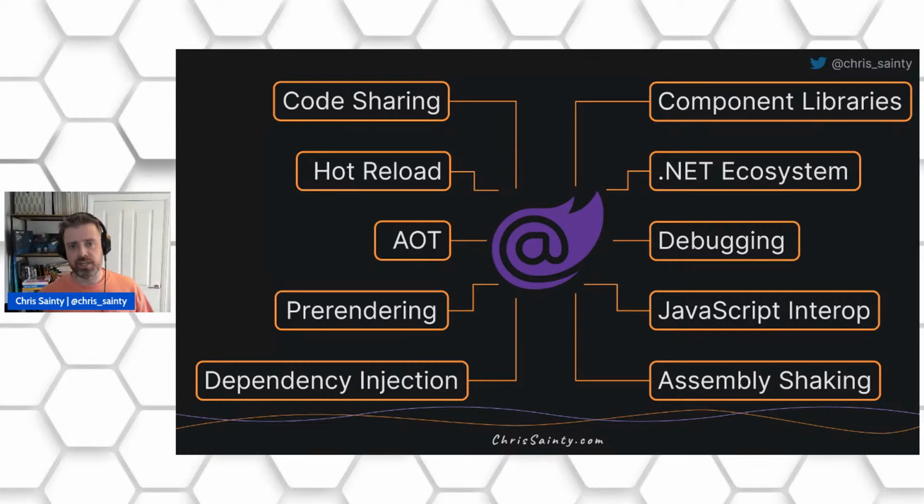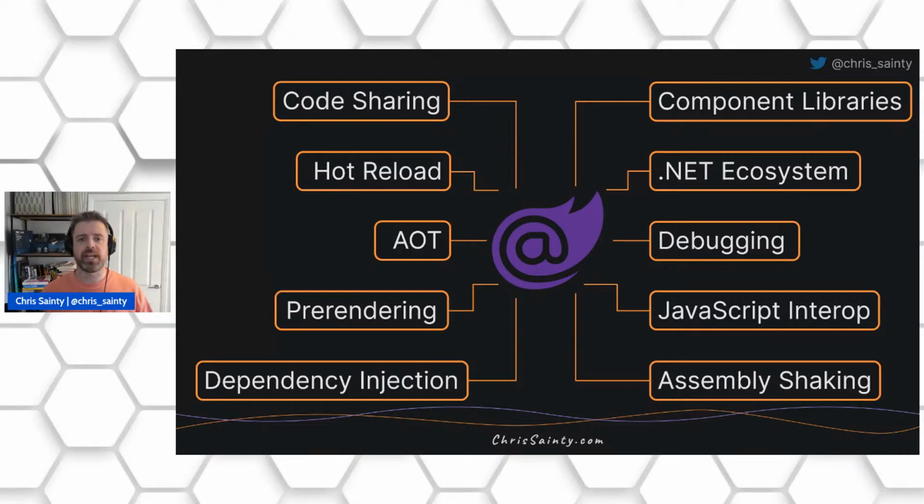Another important addition to Blazor has been an AOT option. Now, AOT stands for ahead of time compilation. This is only really relevant to a particular hosting model that Blazor has, and we're going to talk about hosting models in detail in a little bit. But this particular one is called Blazor WebAssembly.